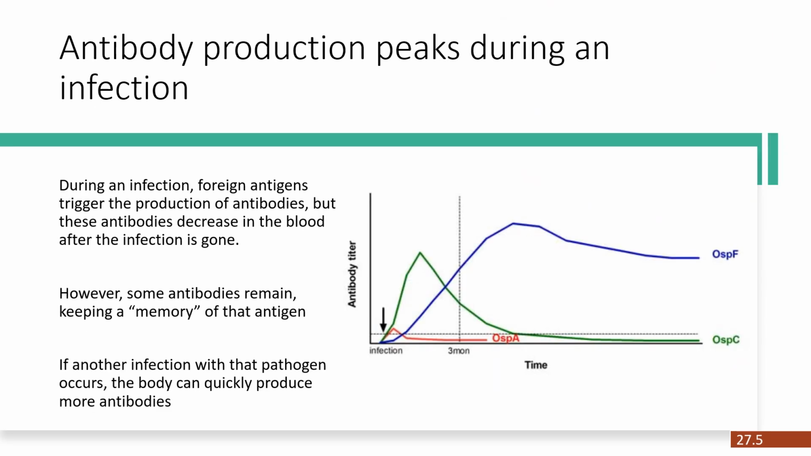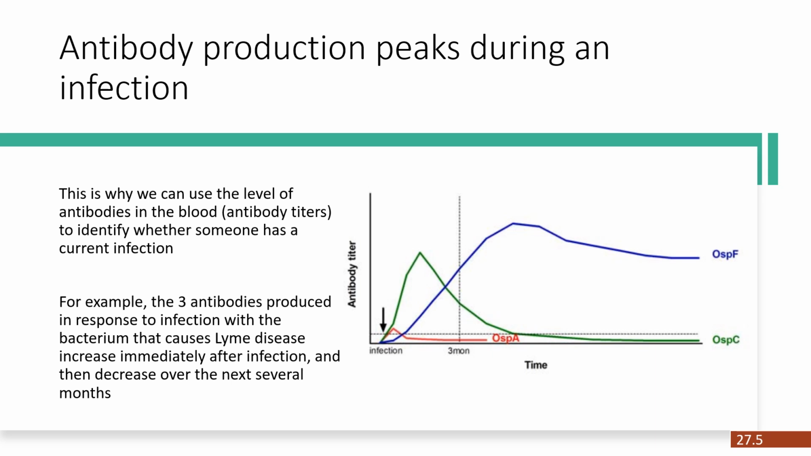When you don't have an infection, the levels of antibodies in your blood are fairly low. But during an infection, their production ramps up. So in this graph, you can see that at the time of infection, there are very low levels of these three different antibodies. But after infection, more are produced, and there are much higher levels of the different antibodies. After the infection is cleared, the levels drop again, but some antibodies remain in the blood, keeping a memory of that antigen.